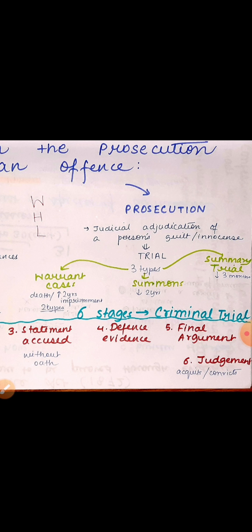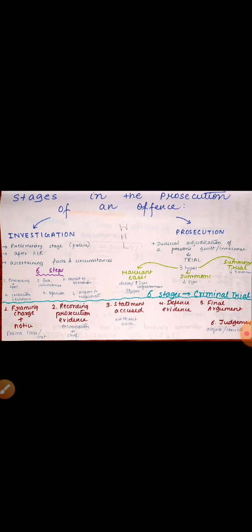Lastly, the judge delivers the judgment. In this stage, the wrongdoer, the accused, is either acquitted, which means left without being punished, is released, or the accused is convicted, which means finally subjected to punishment. These are the 6 stages. You take a look at this, you can take a screenshot of this. Alright, moving on to the next thing.